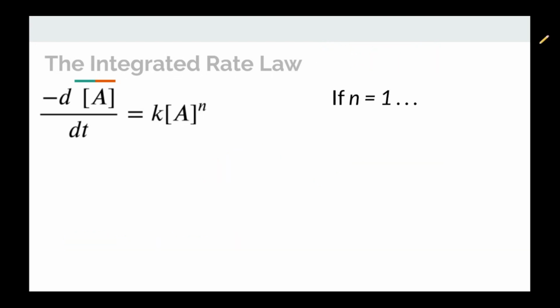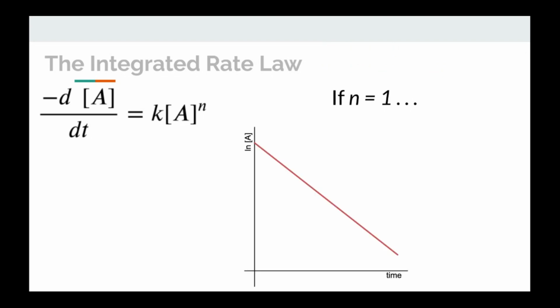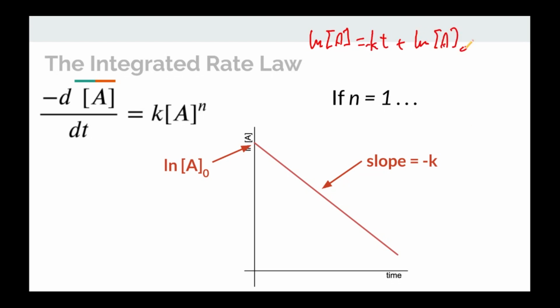What if n equals 1? Again, take a look at the calculus video that's going to be tagged here if you have had calculus and you want to know where this comes from. If not, this is the result of doing this integration: the natural log of the concentration of A versus time will be a straight line. Again, the slope is the opposite of the rate constant, and here the vertical intercept is the natural log of the starting concentration. So to build an equation from this, the natural log of the concentration equals minus kt plus the natural log of the starting concentration.